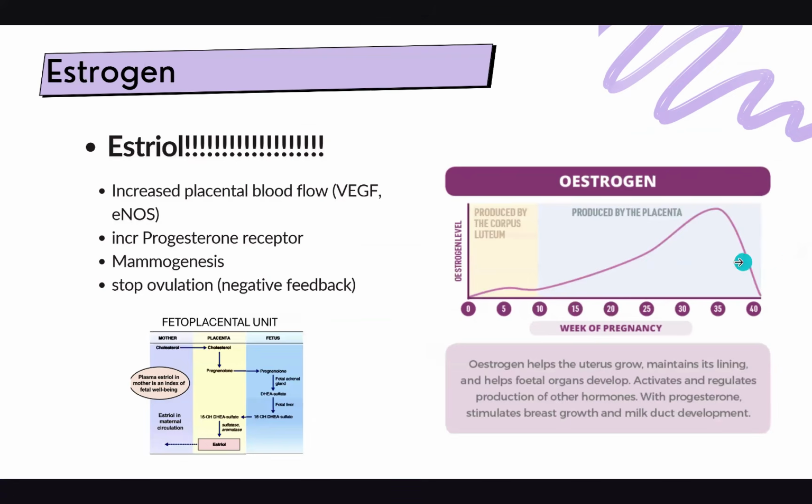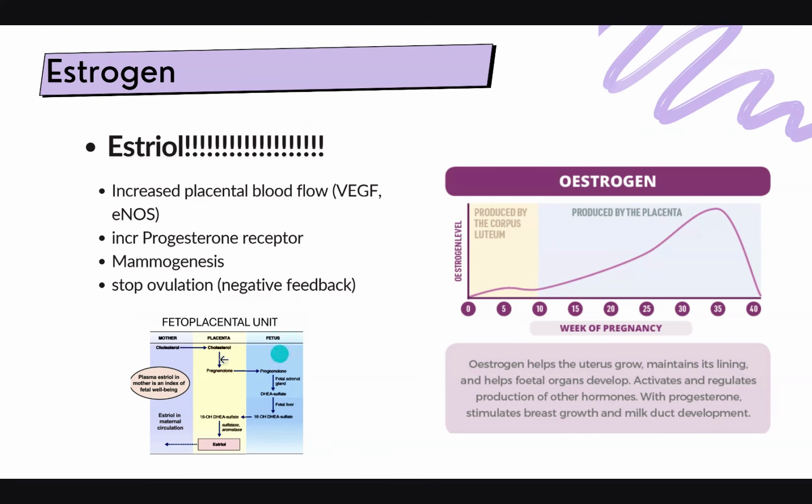Okay, now let's move on to estrogen. The main estrogen form that is secreted by the placenta is estriol, all right? Now, what is the function of estriol? It increases placental blood flow, because again, you want that to increase to help the baby grow, and it also increases progesterone receptors on the uterus itself. It also leads to mammogenesis, which is the growth of mammary glands, and it also stops ovulation because the increased estrogen goes to the mother and inhibits the FSH and LH by negative feedback. Again, this stops ovulation so that we don't have any extra pregnancies happening in the middle of a pregnancy.